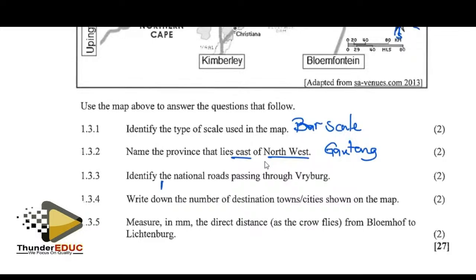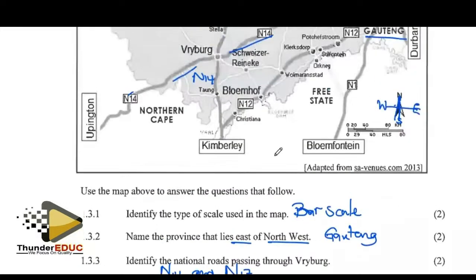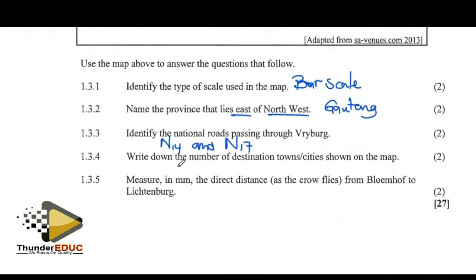So we say N14 and N17, as we saw it on the map. All right, write down the number of destination towns / cities shown on the map.